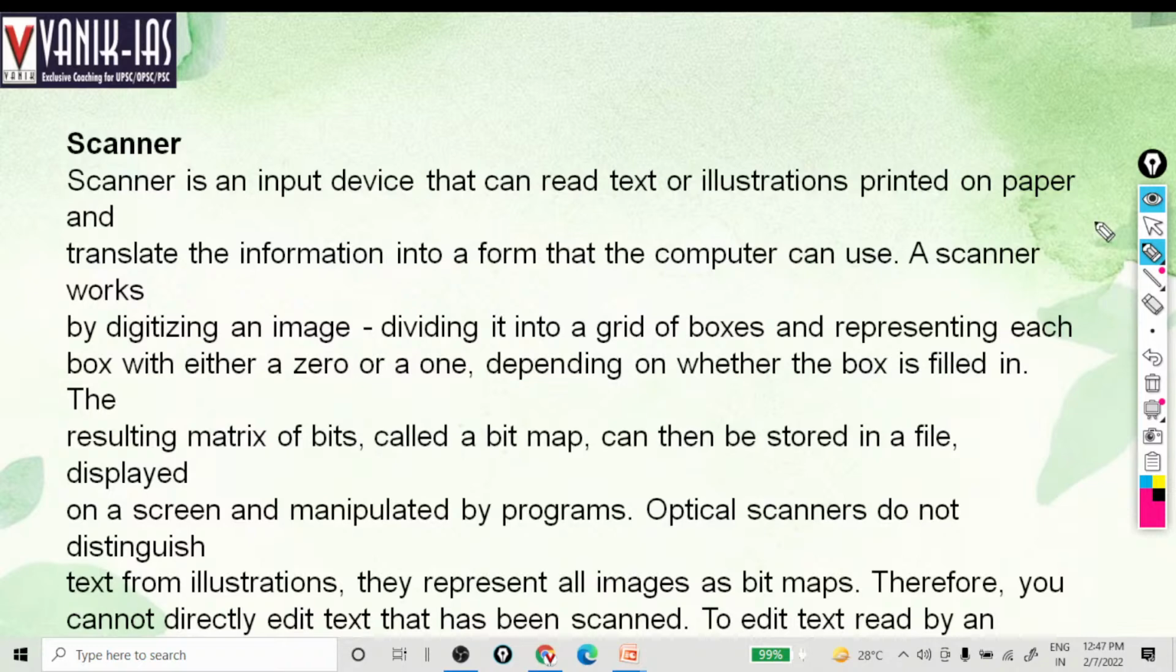So it reads the input text and transfers it to computerized form by digitizing an image, dividing it into grid boxes and representing each box by 0 or 1 depending on whether the box is filled. The resulting marked bits are called a bitmap that can be stored in a file, displayed on a screen or manipulated by programs. Optical scanners do not distinguish text and illustrations. They represent all images as bitmaps. Therefore, you cannot directly edit text that has been scanned. So we know the scanner is an input device that can read the text and convert it into computerized form.